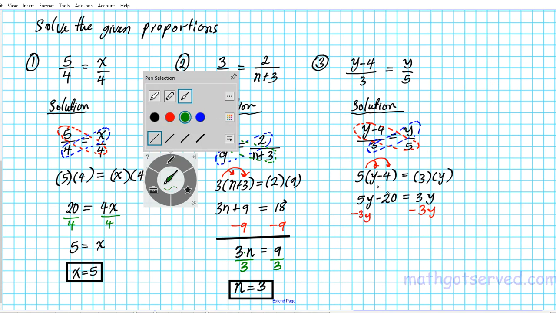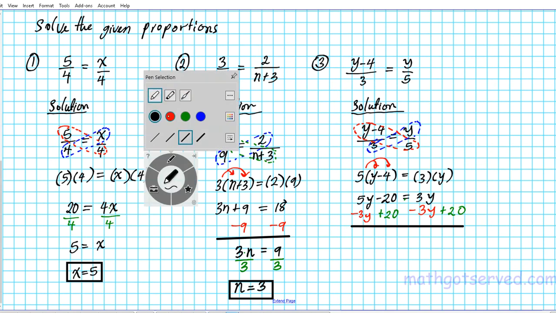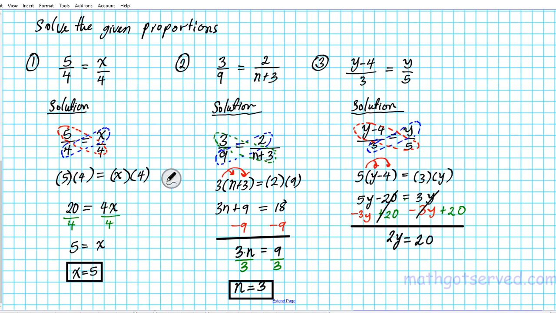And then I can move the 20 to the right side by simply adding 20 to both sides of my equation. Alright, that will result in the collection of like terms to similar sides of the equation. On the left, these y's are cancelled out. 5y minus 3y will give us 2y. And then positive 3y minus 3y, that's gone, equals 20.